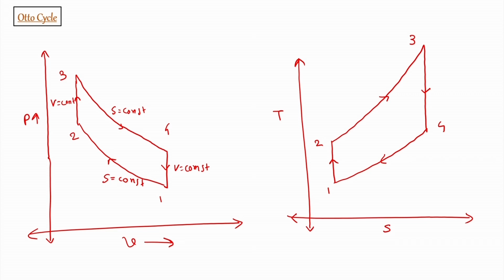So, Otto cycle basically is having constant volume heat addition and constant volume heat rejection. So, based upon this there is design of SI engine or petrol engine. Then next is the diesel cycle.